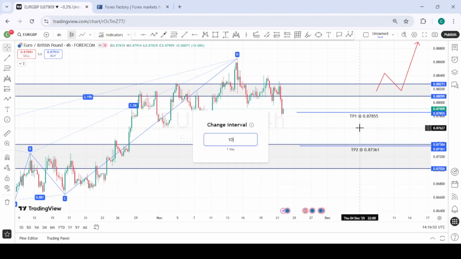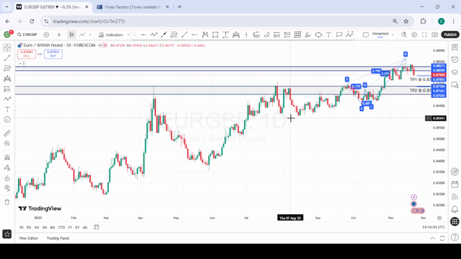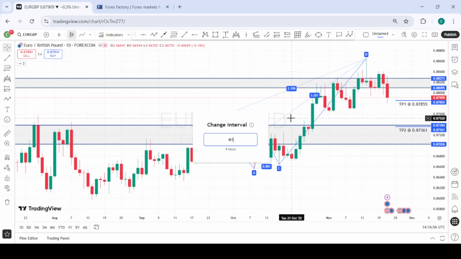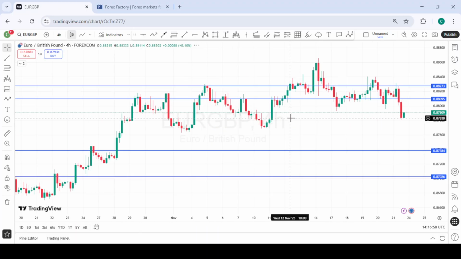So we also have here EURGBP once again. For EURGBP, we had this scrap pattern which had completed.